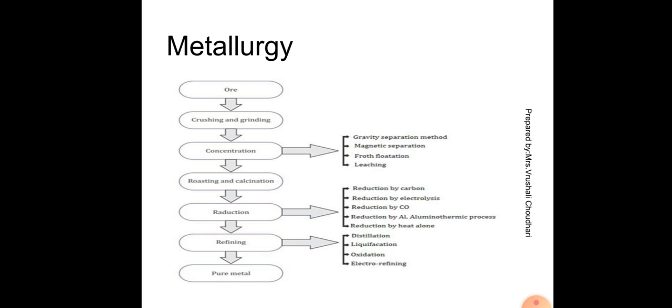After that, whatever metal is obtained contains a small amount of impurity. But when we use metals in the engineering field, we have to remove these impurities to improve their conductivity as well as their properties. That process is called refining. The process of removing impurities from the metal is called refining. It is achieved by distillation, liquation, oxidation as well as electrorefining. After that we get a pure metal.